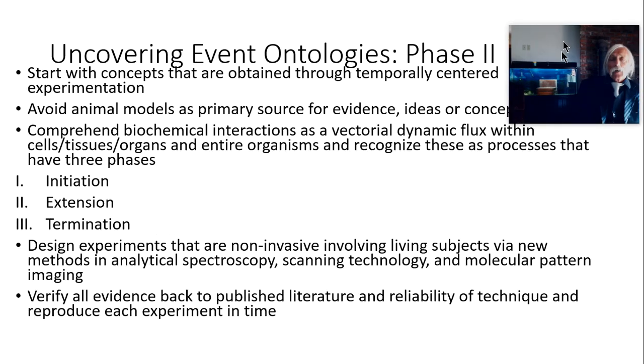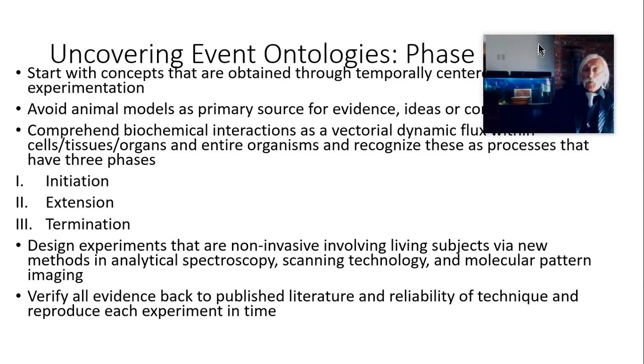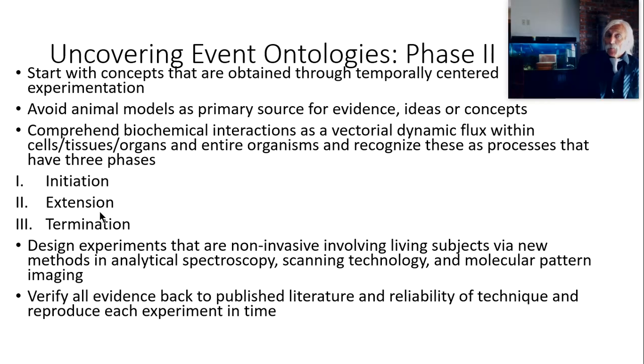So then we have to uncover the event ontologies. That's phase 2. You start with concepts that are obtained through temporally centered experimentation, like what we just saw in that paper. Except, of course, it was post-mortem. It would have been nice to have living subjects. We'll get that in a second. Avoid animal models as primary source of evidence, ideas, or concepts. Comprehend biochemical interactions as vectorial, dynamic flux within cells, tissues, and organs, and entire organisms, and recognize that those processes have 3 phases, at least: initiation, extension, termination.